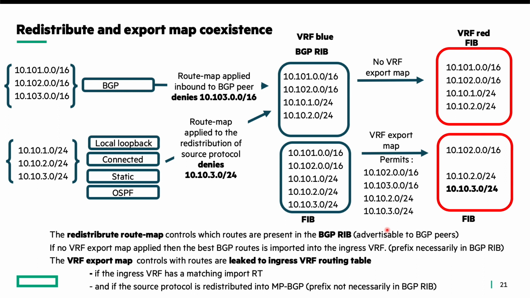Okay, so two points which are very important. First, to get a route coming from one of these routing protocols, you need to redistribute this protocol into BGP. So this is the first point. The second point is that even if the prefix is not allowed by the route map, which is optional in this redistribution, you can still leak the route if the VRF export route map explicitly allows this prefix.